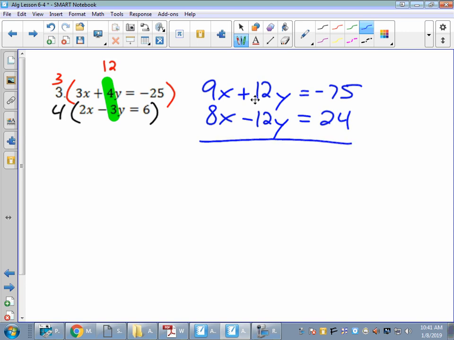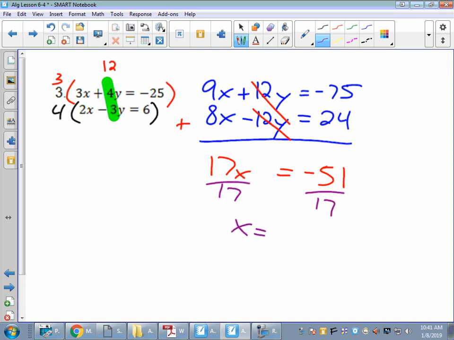So now I'm in the position where I can eliminate using addition. The 9x and the 8x make a 17x. These will cancel. So now I can bring down my equal sign. Now I have -75 plus 24, which happens to be a -51. And now I'm in a position where I can divide by 17, and now I have x equals -3.